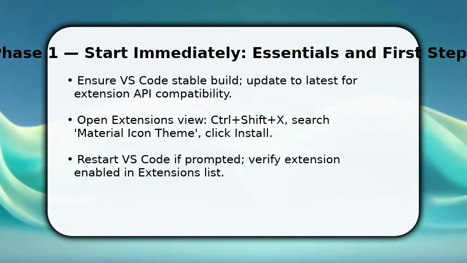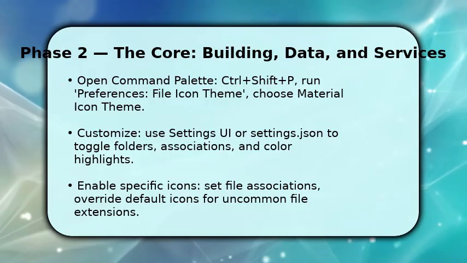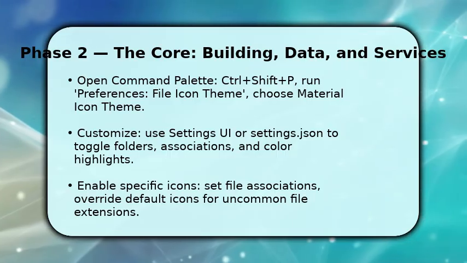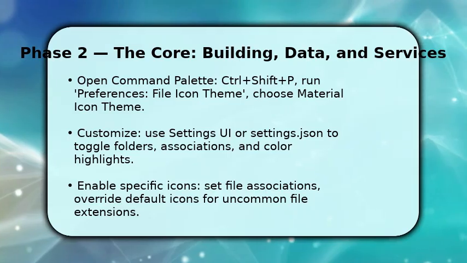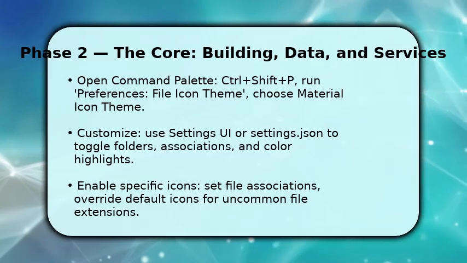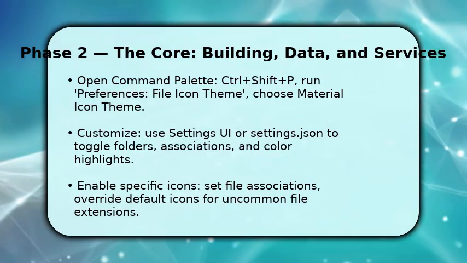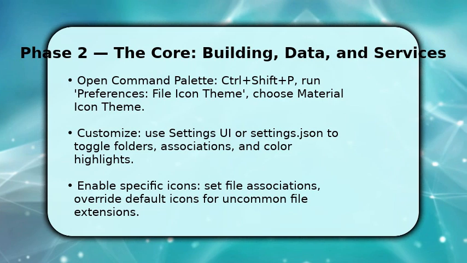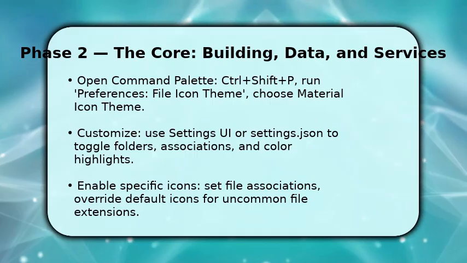settings immediately. Now you configure the icon set so it matches your workflow and file types. Open the command palette with Ctrl+Shift+P and choose Preferences, File Icon Theme, then pick Material Icon Theme from the list. Next, customize via Settings UI or directly edit settings JSON to toggle folder icons, enable color highlights, and map custom file associations. Make sure to add any uncommon extensions so they display the proper icons. This detailed setup prevents ambiguous icons and speeds file recognition as you work.